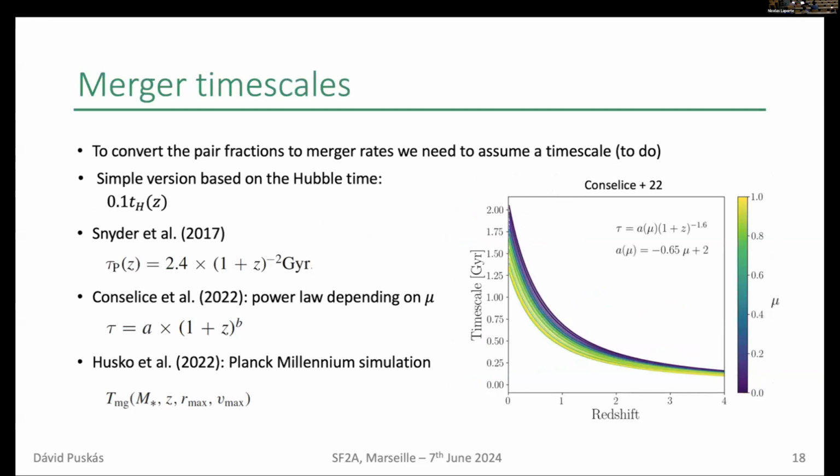And finally, to convert this purely observational measure, the pair fractions, to merger rates, we need to assume a merger timescale. And this is still a work in progress, so this still needs to be done. But there are many different merger timescales based on simulations or observations. But ideally, we would choose something that is redshift dependent and also mass dependent.